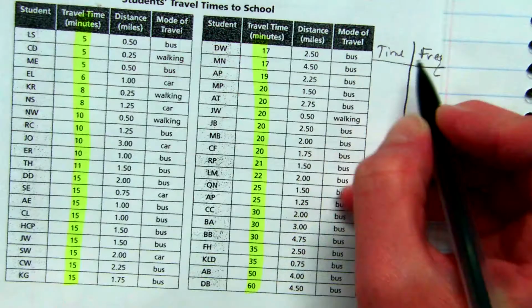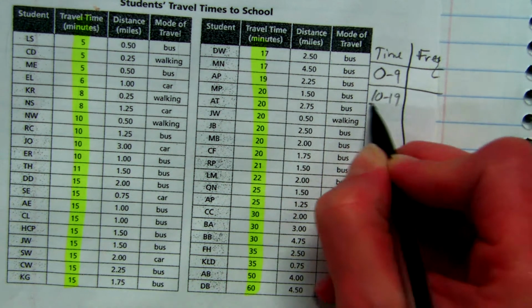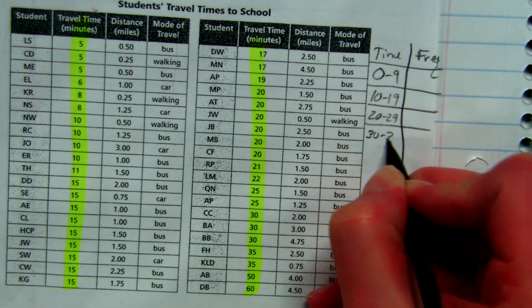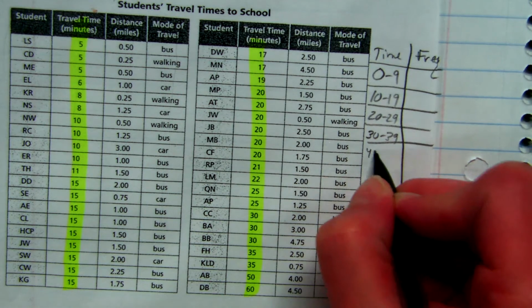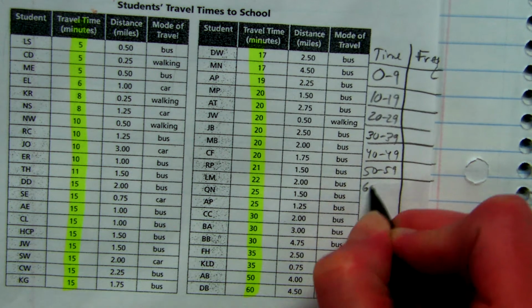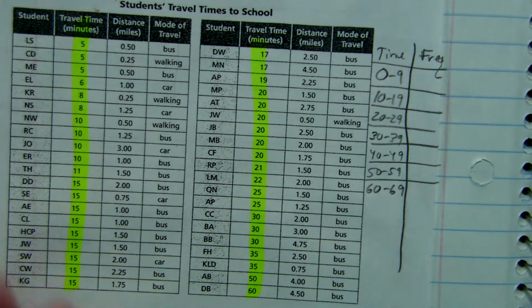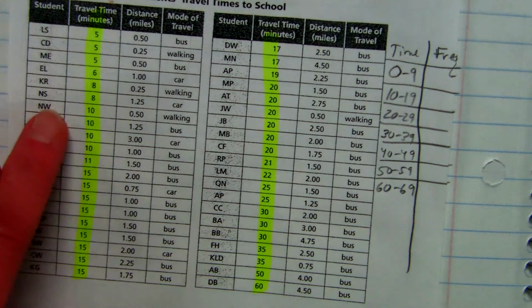And so we need to figure out everything from 0 to 9 minutes, 10 to 19, 20 to 29, 30 to 39, and just keep going until we hit that 60. 40 to 49, 50 to 59, and then 60 to 69. And then we're going to figure out how many are in each one of these. So it's a blessing that the book put these in order, because if they didn't, you'd have to go through and it would be a little bit harder to find these. I just now realized it.